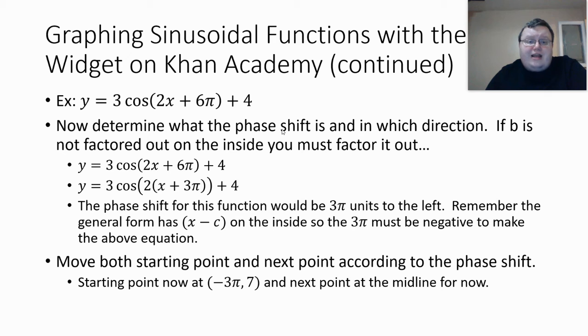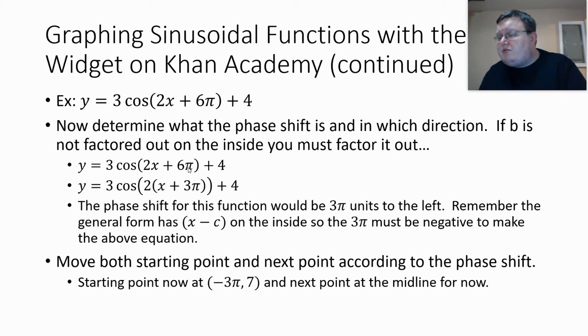If b is not factored out on the inside, you must factor it out. Once you factor that out, we can see that. So see this function right here, b is not factored out. The 2 has not been factored out. So we're going to factor 2 out of that. So we factor a 2 out, we have x plus 3 pi on the inside right there, because 2 times 3 pi is 6 pi. You might have to do that work off to the side.